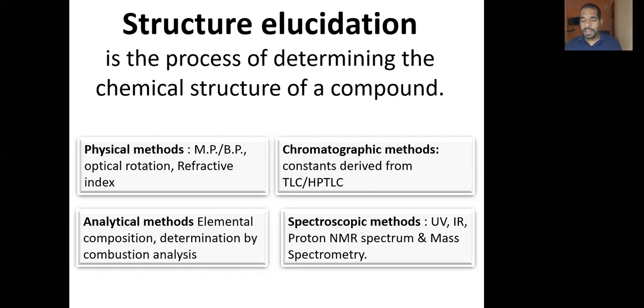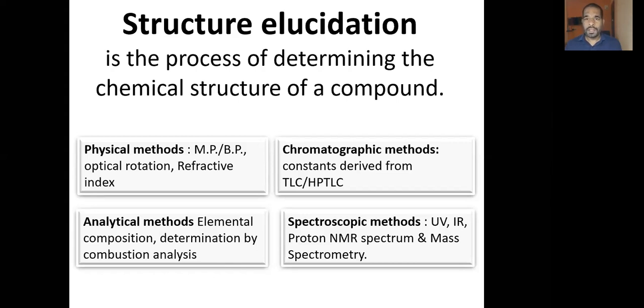Apart from that, these chromatographic techniques are used in association with various spectroscopic methods like LCMS, GCMS, or other hyphenated techniques, which are also available. So chromatographic methods help in determining the chemical structure of a compound. For example, TLC and HPTLC will give constants, and those constants help in the determination of the structure.